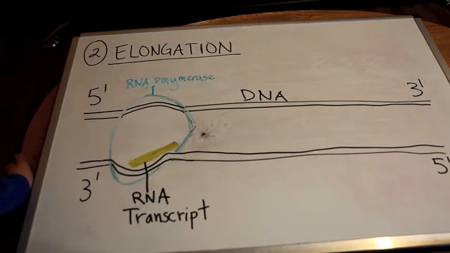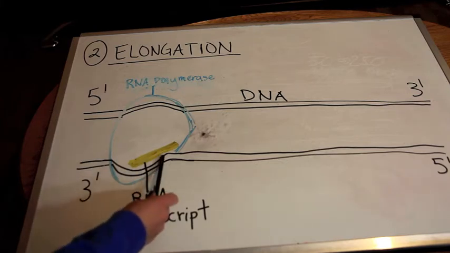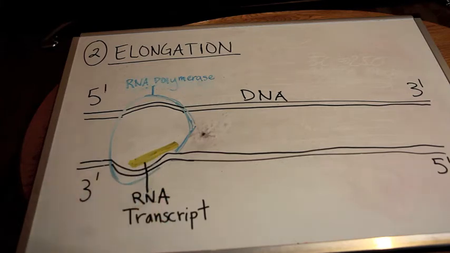The second step of transcription is elongation. The polymerase moves downstream, unwinding the DNA and elongating the RNA transcript, 5' to 3'. In the wake of transcription, the DNA strand reforms a double helix.